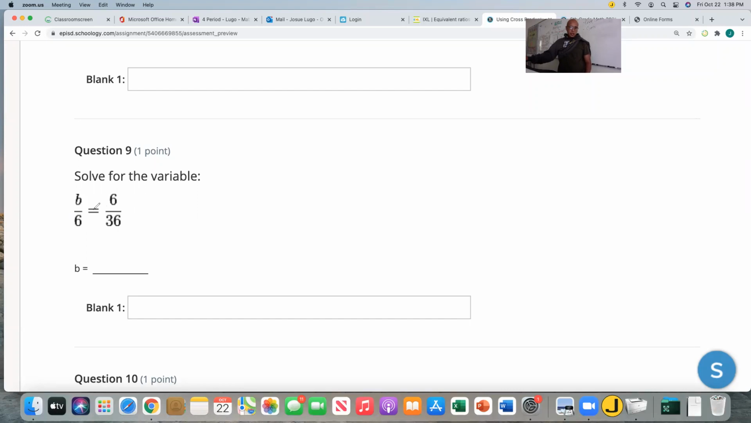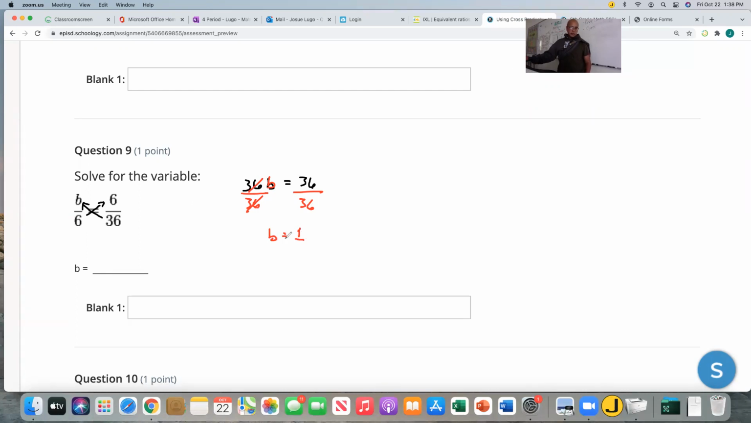All right, well, two ways of doing it. Let's go ahead and start with cross multiplying. So we have 36 times B on one side, and on the other, we have 6 times 6, which is 36. All right, third step, divide by the number next to the letter. Here's the letter. So we're going to divide by 36, and whatever you do to one side, do to the other, 36. So B is equal to 36 divided by 36, which is 1.